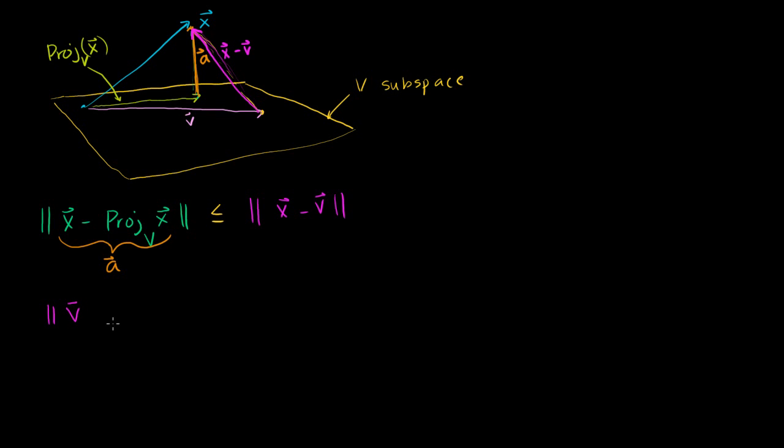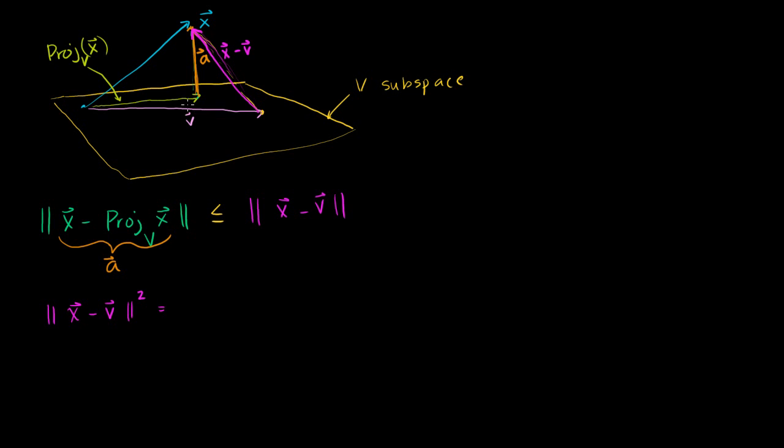So let's say x. We want to concern ourselves with the square of the distance of x minus v, where x is some vector in R3, and v is some vector in R3 that's also a member of our subspace. It sits on this plane. So what's the square of this going to be?